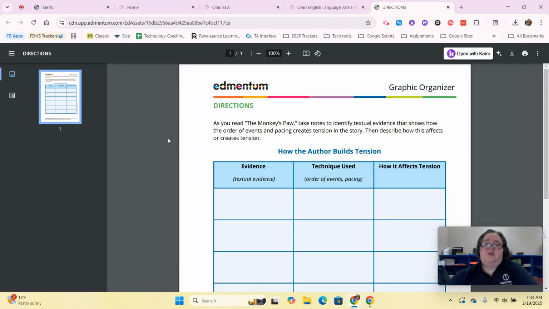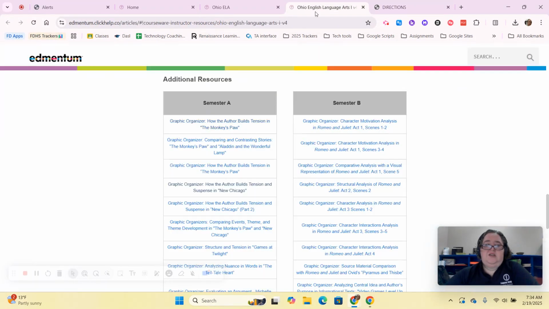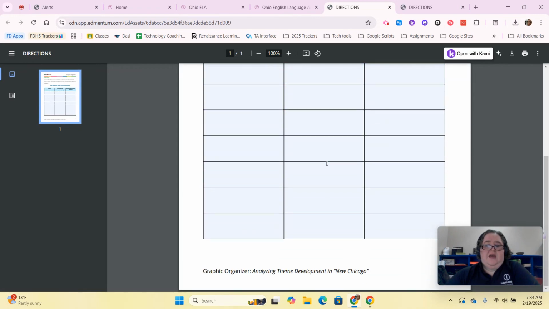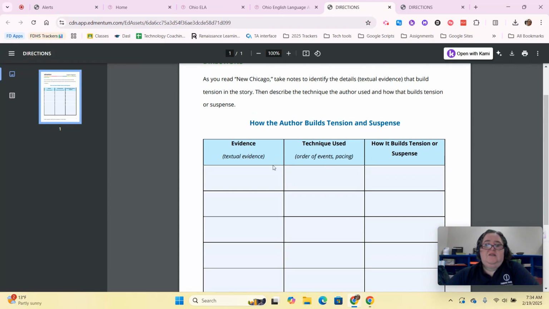This is very skills-based. Notice this is The Monkey's Paw on tension. We also have New Chicago building tension, right? And there's even two parts to this, okay? Describing how the author uses tension. Very nice. So not only are we identifying the textual evidence that supports tension, we're also talking about what that tension is doing. Really good stuff.